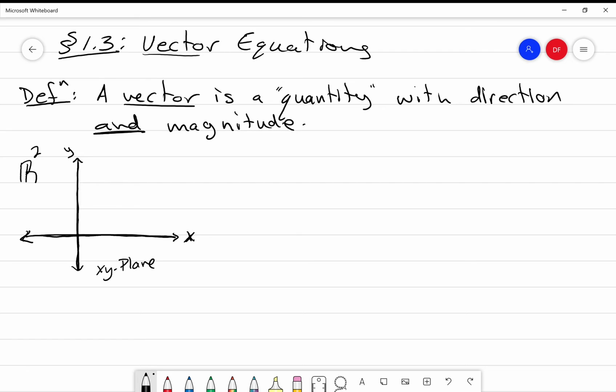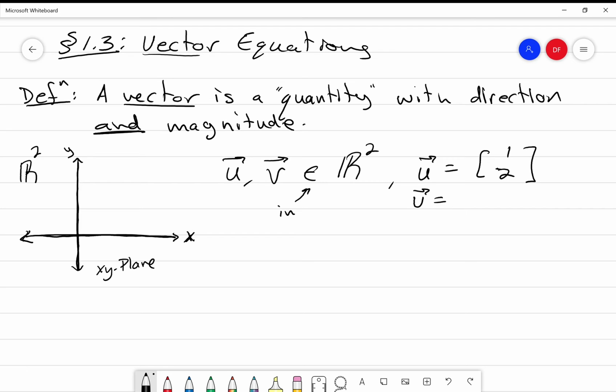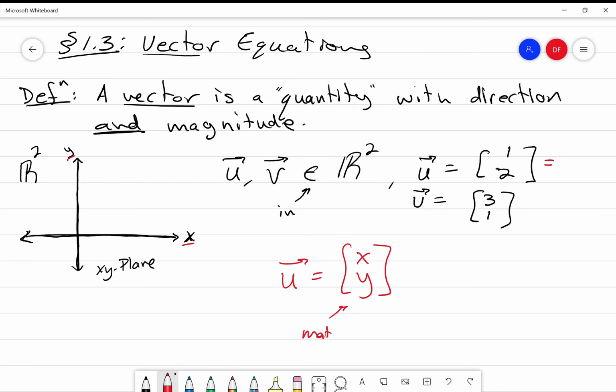Okay, so vectors in R2, we can represent them this way. This is the vector u and the vector v, and this means in R2. Let's say we represent vectors u and v with the following notation: u is 1, 2 and v is 3, 1. Vectors are represented using, in this case, x and y, using this notation, where this is a matrix with one column and 2 rows.